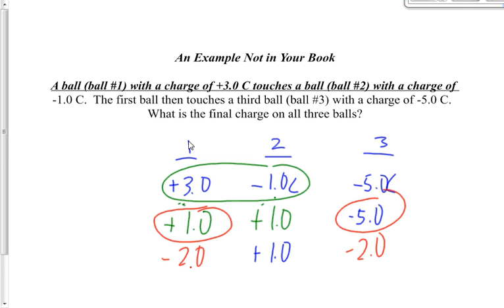Let's add up the first line, see what the total charge of all 3 objects was before I started here. +3 -1 -5 gives me, what's that going to be, -3? +1 +1 -5 gives me -3. -2 +1 -2 gives me -3. So all through this, the total charge remained the same. Charge wasn't created or destroyed. It was just moved around from one place to another.